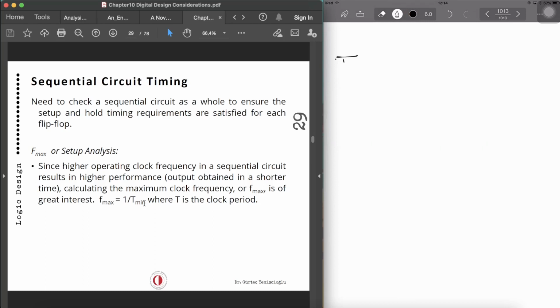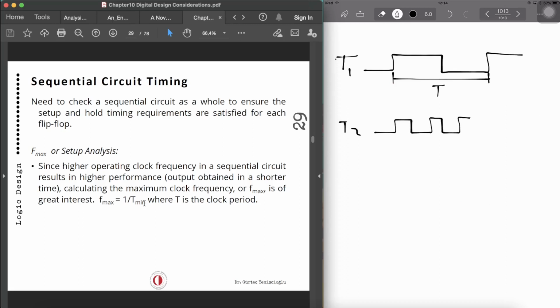When we say the period, let's say it is something like this. From one rising edge to the other, that's our period, okay? This is period 1. Let's say period 2. As you can see, I'm switching faster, so one rising edge to another is shorter, okay? That means the frequency of this one is higher than this one, okay? So this is how we can use this F max analysis.